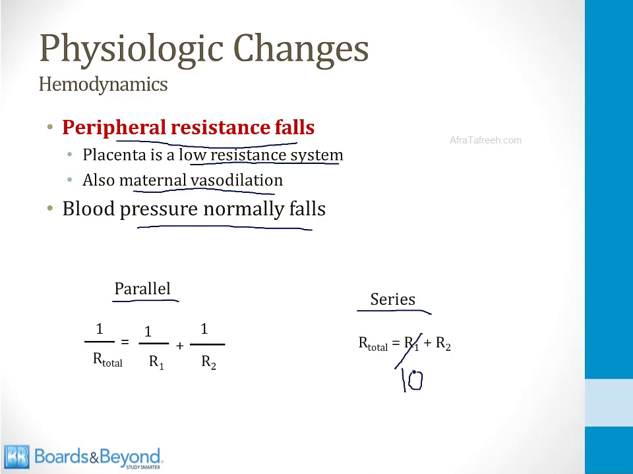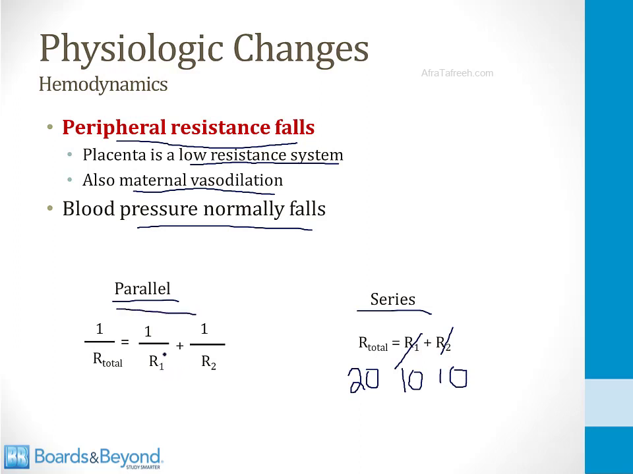Now let's imagine she becomes pregnant, and let's imagine that the placenta were placed in series with the rest of her body. And let's imagine that the placenta also has a resistance of 10. Well, this would obviously double the total resistance of blood flowing through her body to 20. But that's not the way it happens in the body. The placenta is placed in parallel, so it obeys these equations on the left side of the screen.